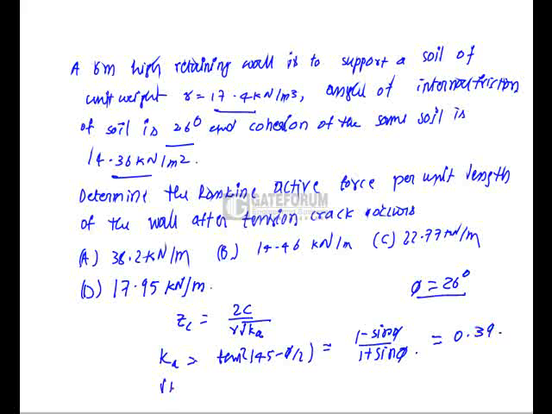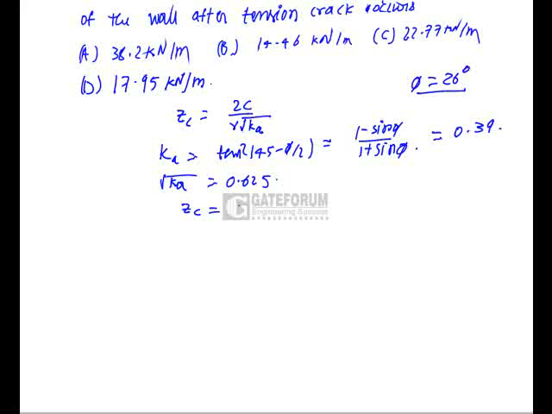So root Ka is going to be 0.625. Therefore, ZC, the depth of tension crack, is 2 into 14.36, the cohesion value given, and gamma is 17.4, root Ka value is 0.625, that is equal to 2.64 meters. The depth of tension crack we know.